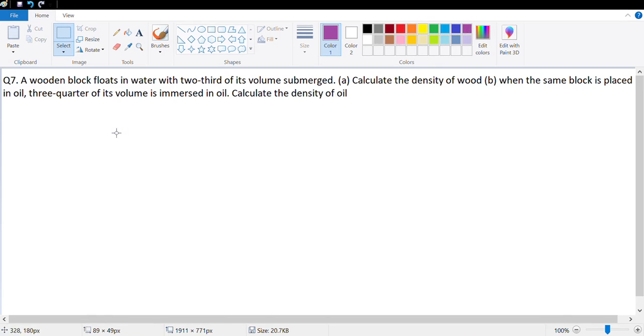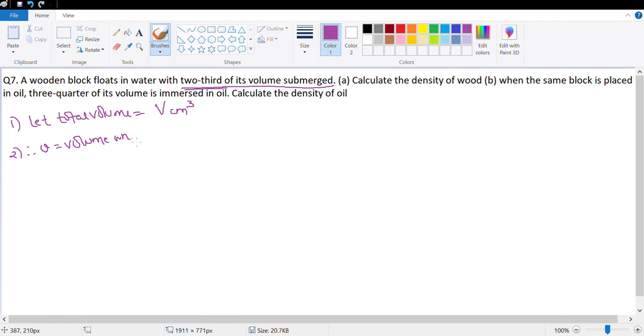So question number 7 says a wooden block floats in water with 2/3 of its volume submerged. So let total volume be V centimeter cube. Next, 2/3 of it is submerged. Therefore, small v, which is volume under water, is equal to 2/3 of V centimeter cube. Correct? So small v upon capital V we know is 2/3. Calculate the density of wood.